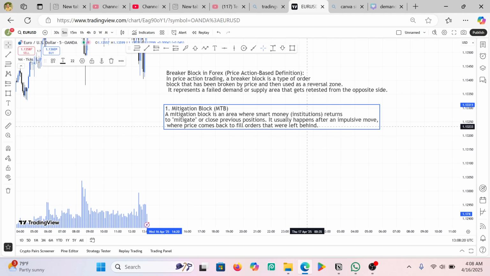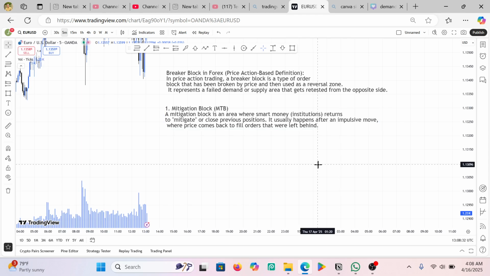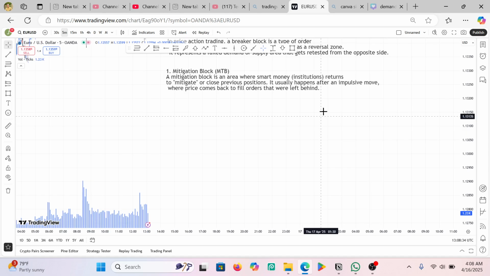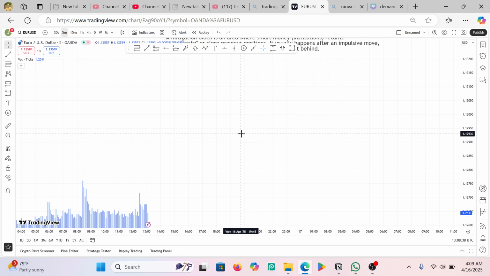This is a definition of a mitigation block. A mitigation block is an area where smart money or institutions return to mitigate or close a previous position. It usually happens after an impulsive move, where price comes back to fill the positions. So let me just show you the difference between those.